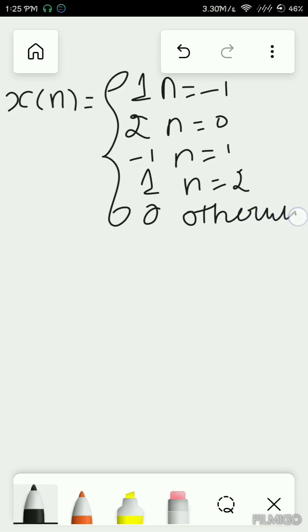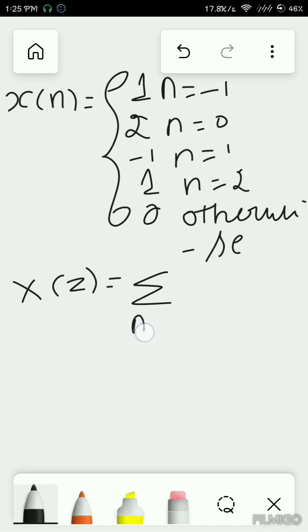Now I have to solve this problem. The very first thing I have to do is take the X of z formula. That is the first step. X of z is equal to the summation of n equal to minus infinity to plus infinity of x of n into z to the power of minus n, right? This is the very first step. Please don't forget to write this formula without fail.